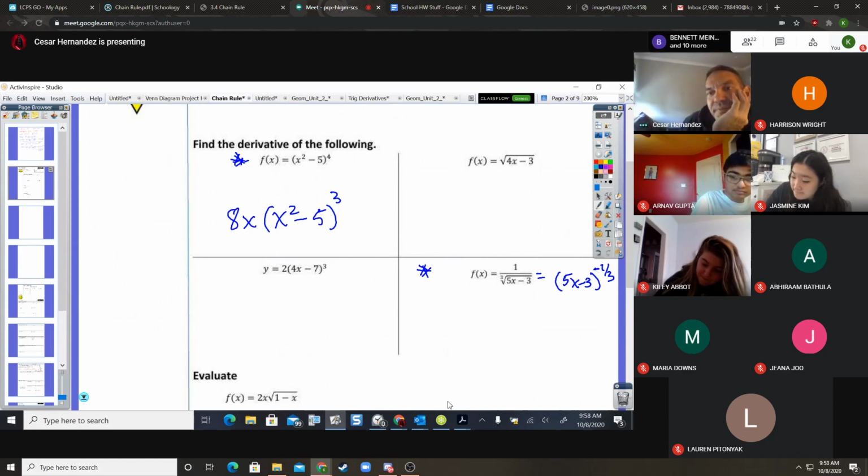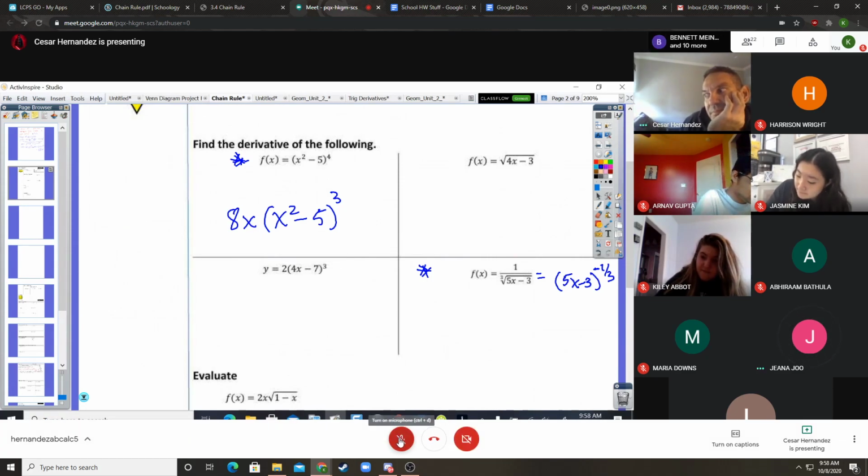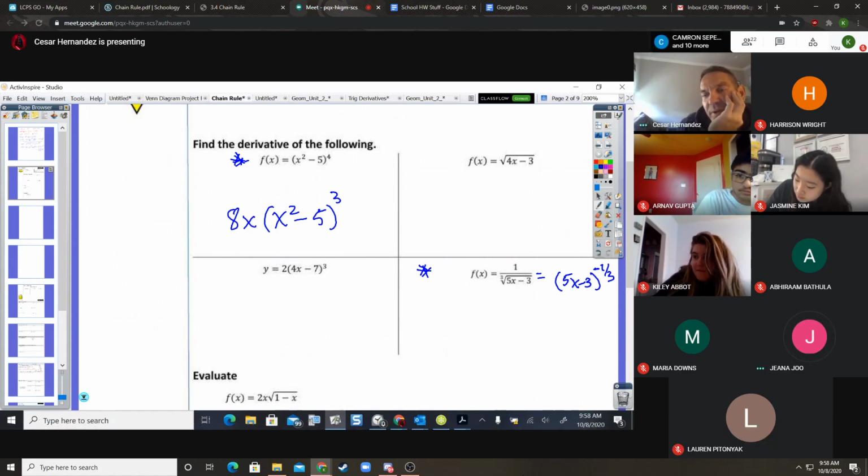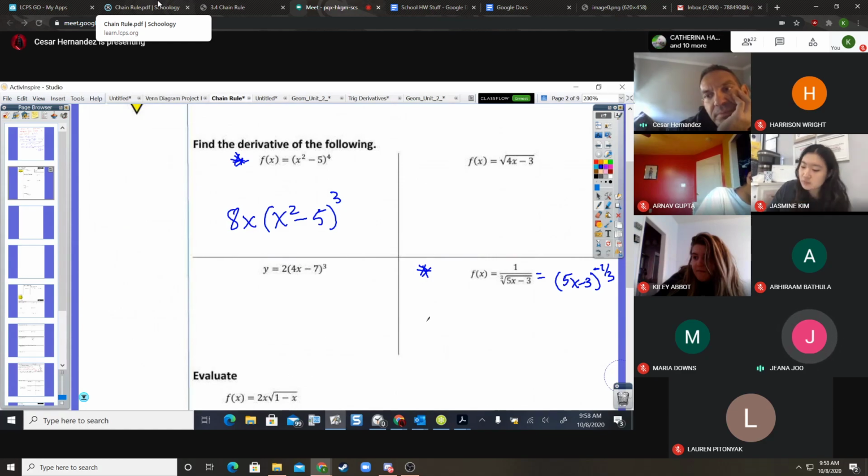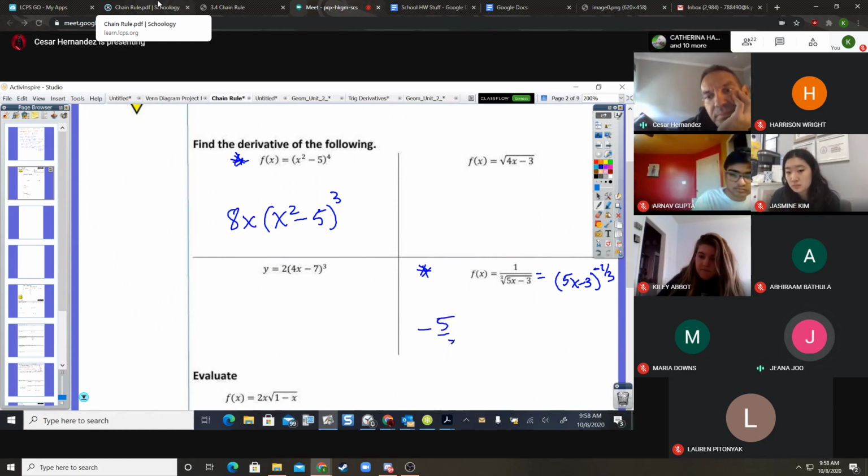Anybody want to try? You want to try, Gina? Yes. Okay, tell me. Wouldn't it be -5 over 3 times 5x minus 3 to the 4th power? To what power? To the power of 4 over 3. Yes, but if you don't want it to be some negative exponent, you can put that equation of 5x minus 3 on the bottom.